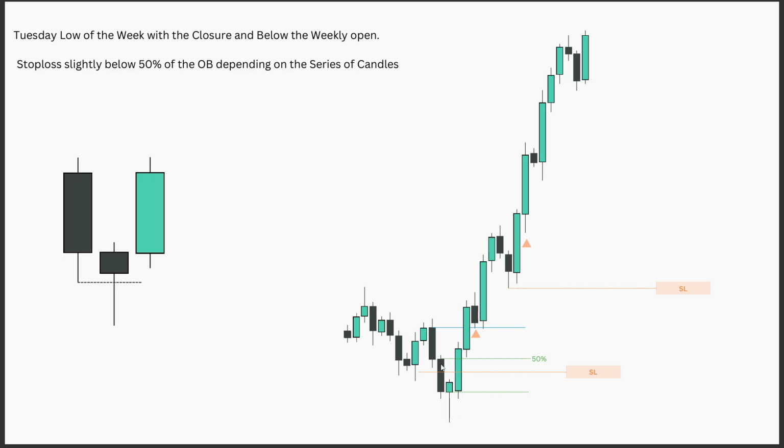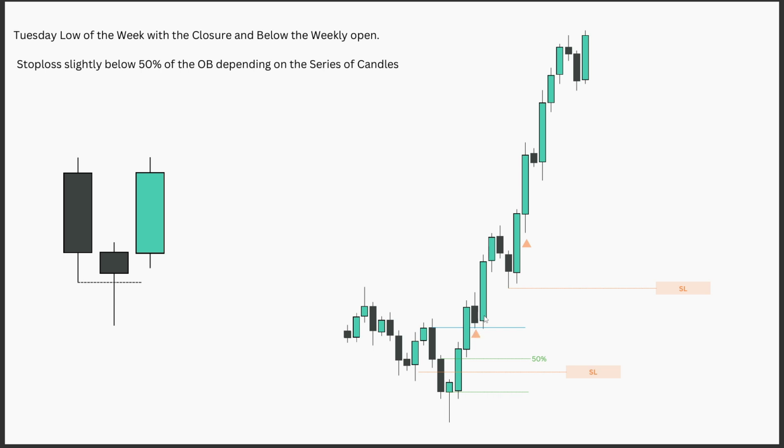If the manipulation is with small candles, then we could also put our stop loss below the wick low. Or if the manipulation is too large, like a V shape, then we could also put our stop loss below the 50% of the change in the state of delivery.